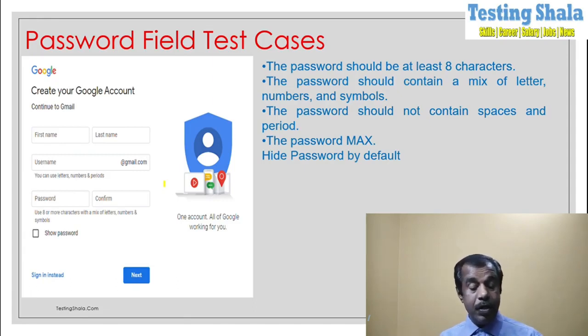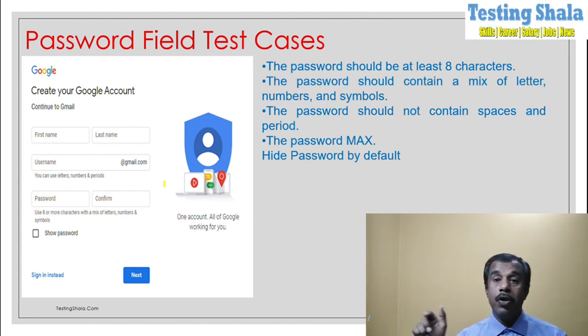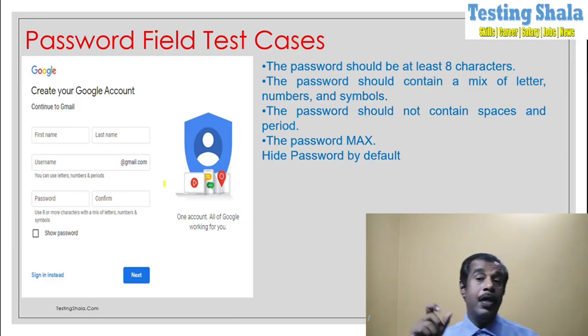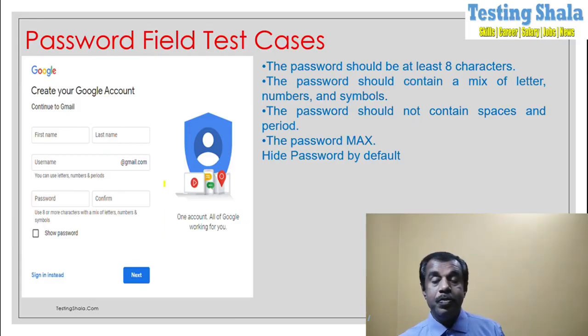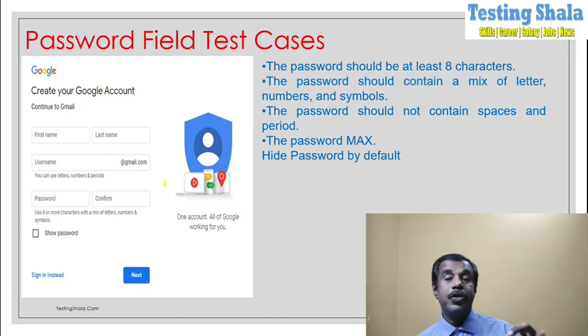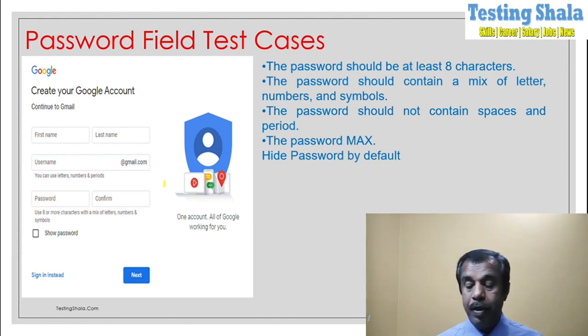There is also a checkbox, show password. Unless I click on that show password, the password should be hidden for you. It should be in the star mark. Whenever I click on show password, only then the text field should show the password to you. That is also a test case you should write and validate.